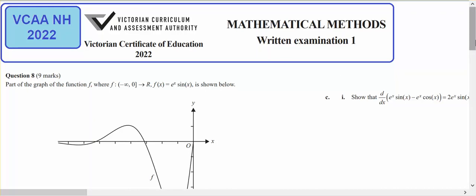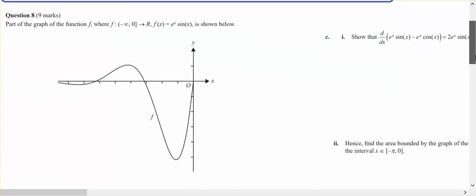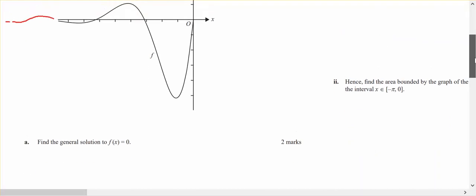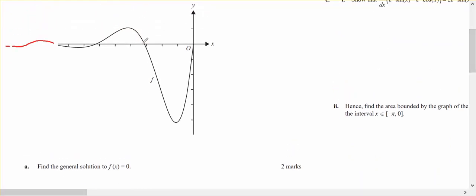Okay, question number 8. We've got a graph here which has a domain which is negative. So this continues on and on and on. And this is the rule. Find the general solutions for f of x equaling 0. So I'm looking for these answers, and there will be an infinite number of them, and they're only negative answers.